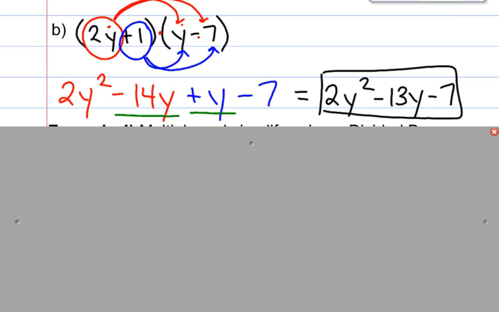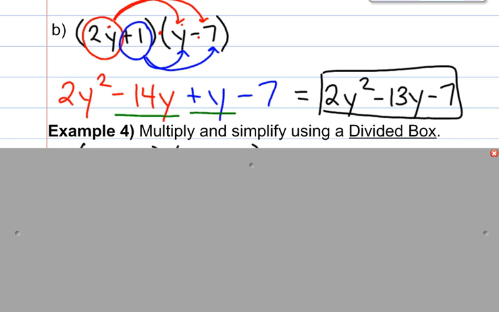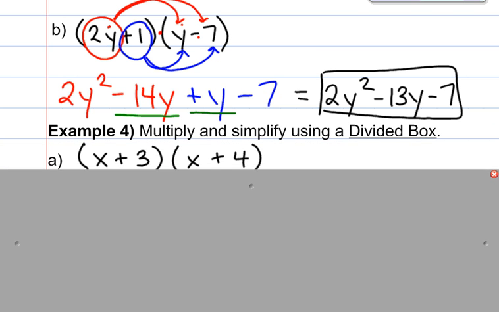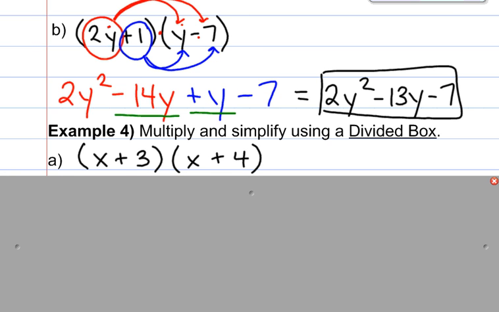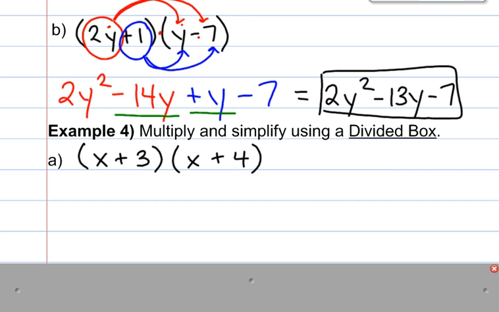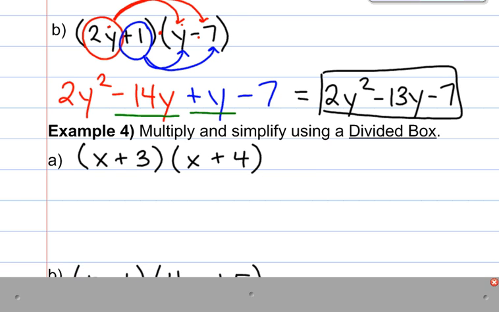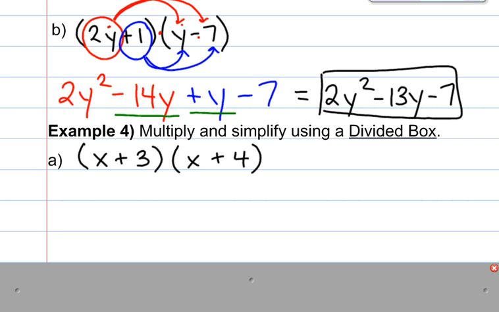So the first method for multiplying these 2 things is called double distribution. The next type is called the box method, or using a divided box. So we're not going to use the double distribution. We could definitely do double distribution, but I'm not going to do this for this example. So I'm going to draw a box. All right, so draw a big box.